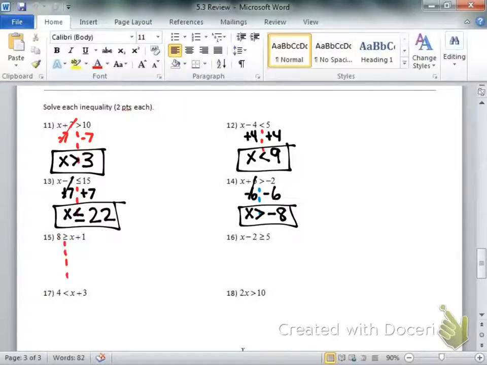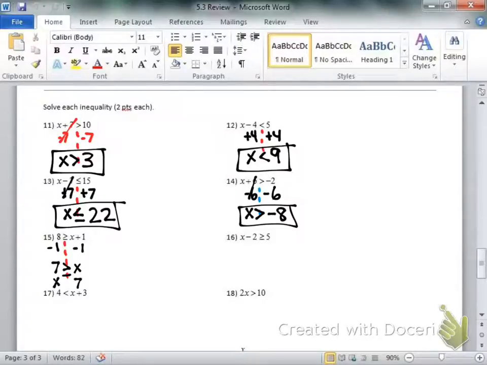really. Alright, so this next one, 15, is a little trickier. Hopefully still manageable for you guys. Here, what do we need to do to get the x by itself? Subtract the 1. So I am left with 7 is greater than or equal to x. Do I leave my answer like that? No, I want the x in the front. So just go ahead and rewrite it. X in the front, 7 in the back.